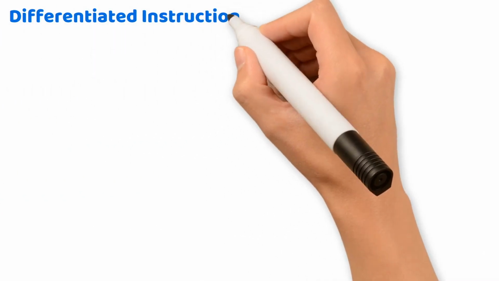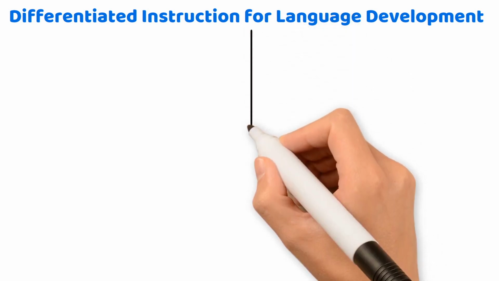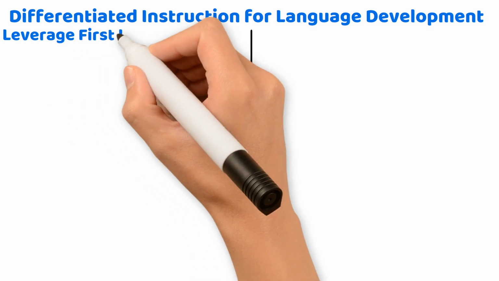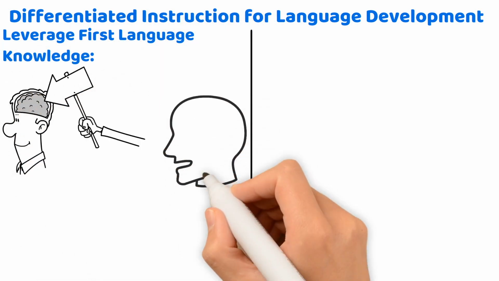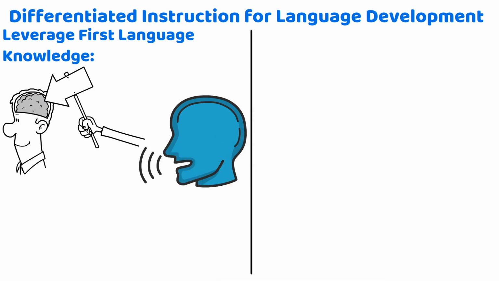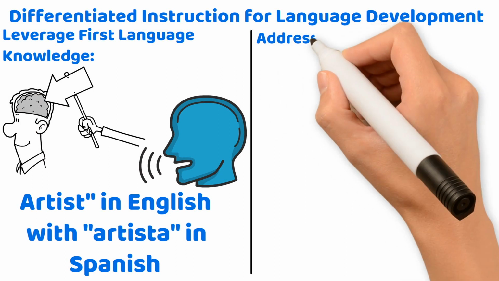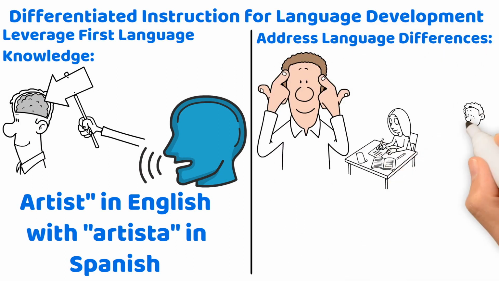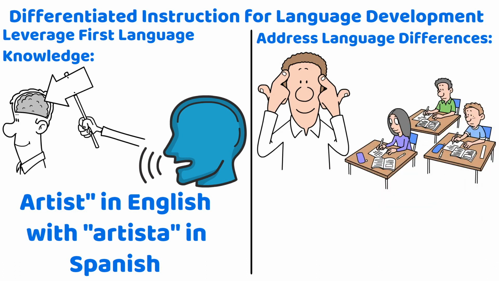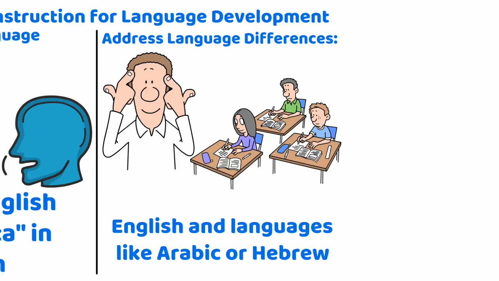Differentiated instruction for language development. Differentiating instruction is key to meeting the varied needs of ELs. Here are effective strategies. Leverage first language knowledge. Utilize cognates and skills transferable from the student's first language to English, such as connecting artist in English with artista in Spanish. Address language differences. Be mindful of structural differences between English and the student's native languages, such as print directionality differences between English and languages like Arabic or Hebrew.